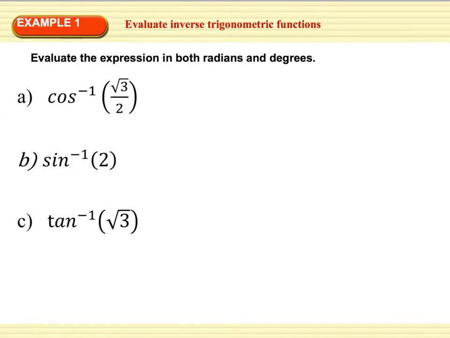So let's go ahead and look at example 1. Example 1 says to evaluate the expression in both radians and degrees. So when we look at part A, we're going to find the inverse cosine of the square root of 3 over 2. So in other words, if we sketch this over here off to the side, because our cosine values are going to fall in between 0 and 180 degrees, or 0 and pi, we're going to be looking for angles up in these top 2 quadrants here.